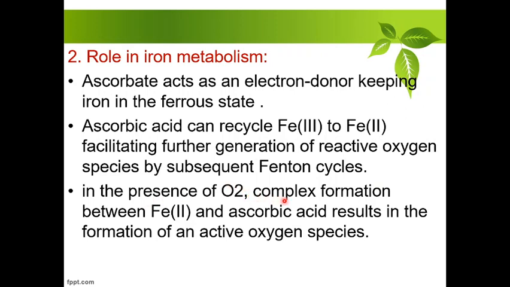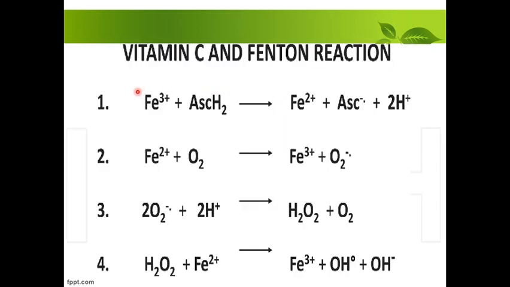In the presence of oxygen, complex formation between iron 2 and ascorbic acid results in the formation of an active oxygen. Now we'll see how it happens. Look, ferric iron reacts with the ascorbate in the reducing form. Iron is reduced and ascorbate is oxidized. Now this iron reacts with oxygen. It again converts to ferric form and the free radicals are obtained.